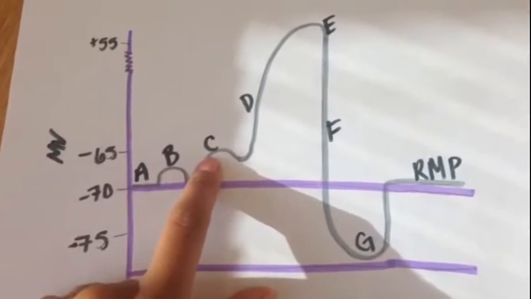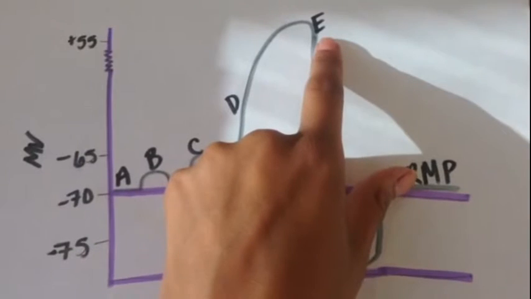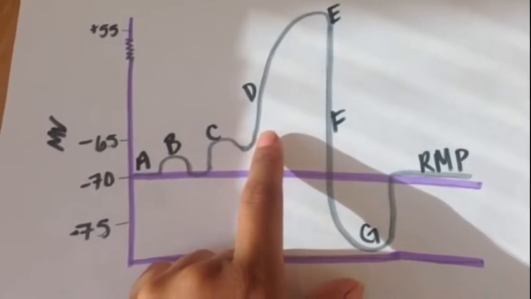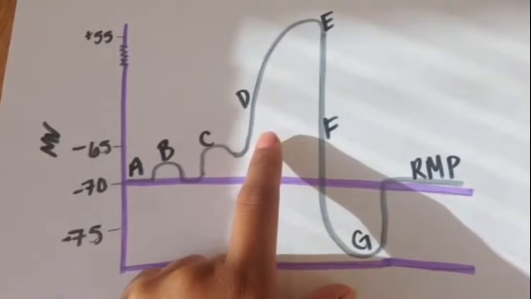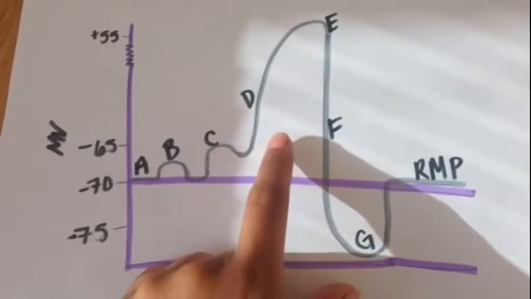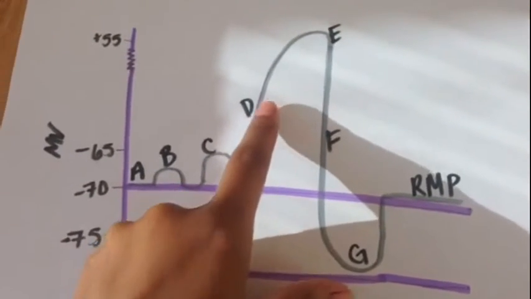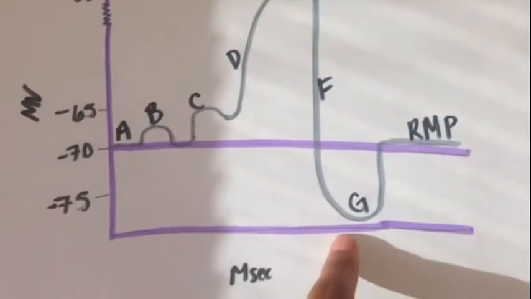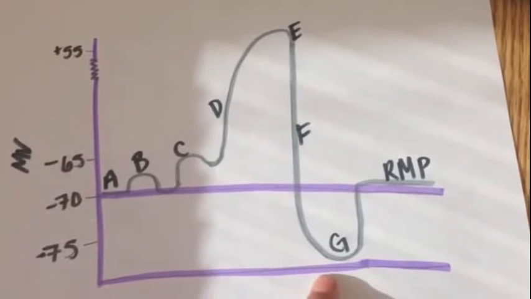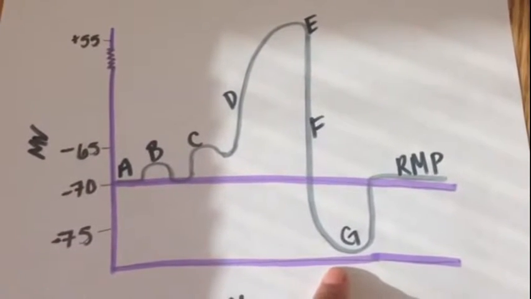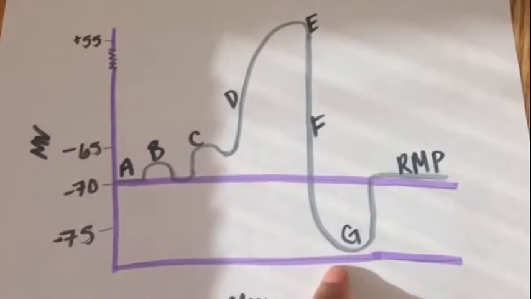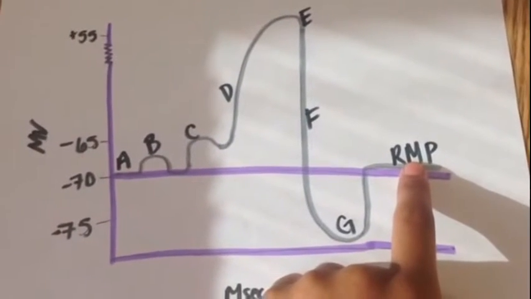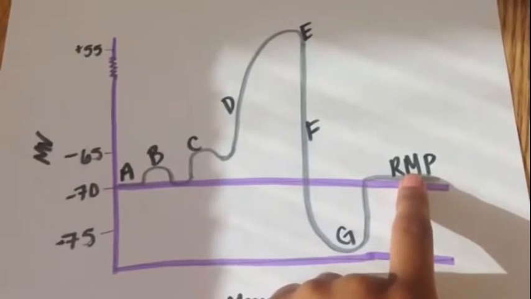From here, points C through E, we have a massive depolarization as sodium enters the cell. However, as sodium enters the cell, potassium leaves the cell. So from point E through G, we also have a hyperpolarization. From that point, the sodium-potassium pump begins to bring the cell back to resting membrane potential as potassium leaves the cell.